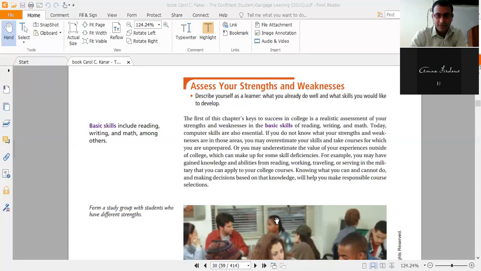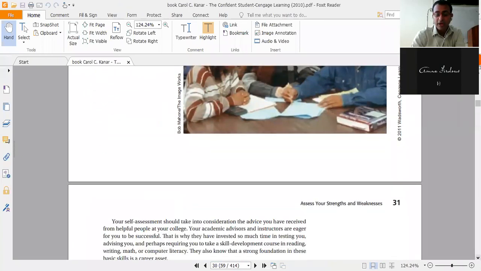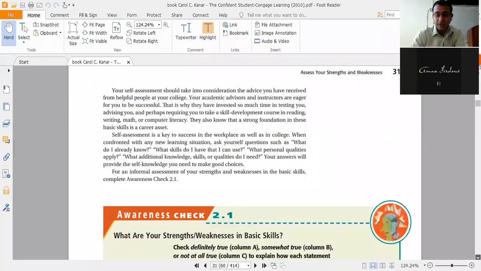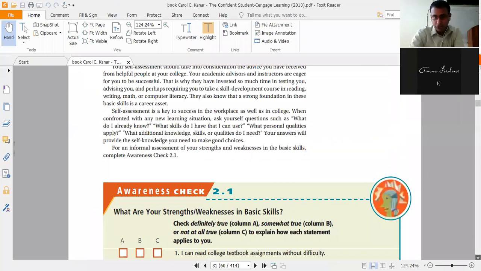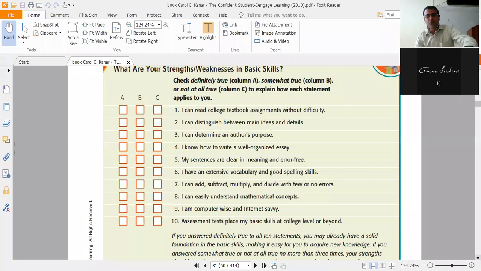Now, again, your question can come, for example, how we can assess whether we are good at speaking skills, reading skills or not. So there is an awareness check. I am going to read this awareness check and it will tell you where you stand. If you answer A, B, and C completely, accurately and honestly, you will come to know where you stand.